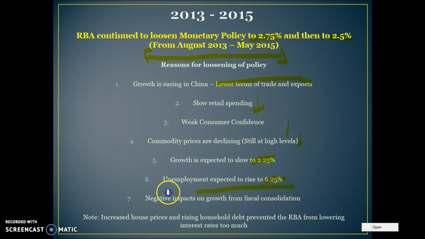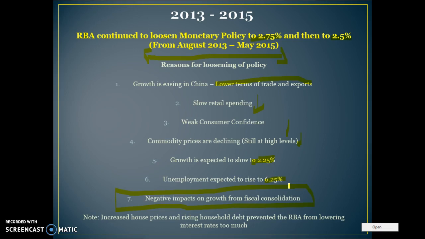This was also the time where the government started to be more contractionary with budgetary policy. So it was during the Hockey years and Abbott years when they had some really contractionary and unpopular budgets. And that led to the RBA loosening monetary policy.